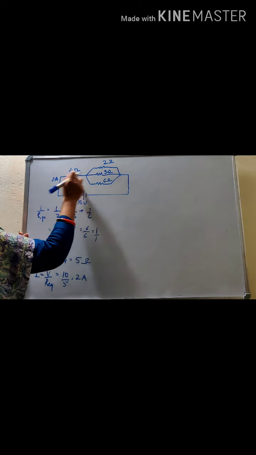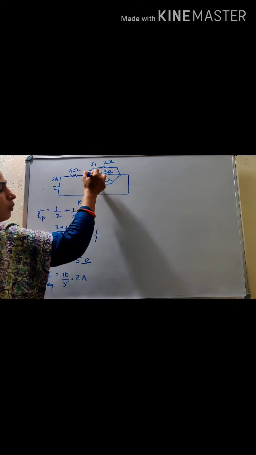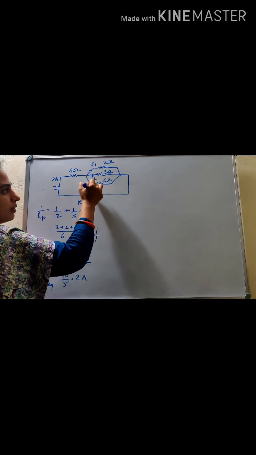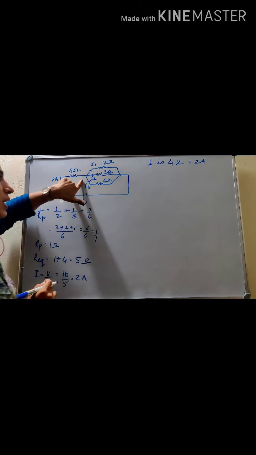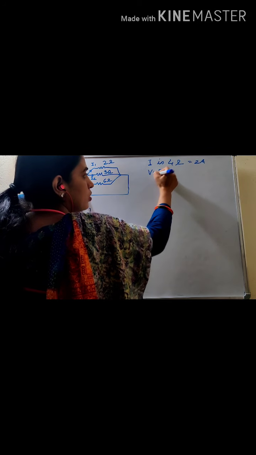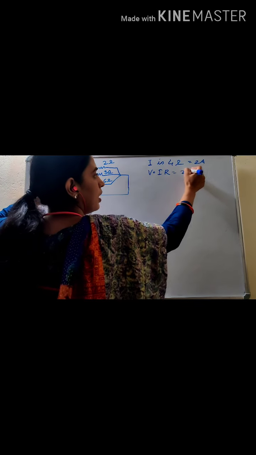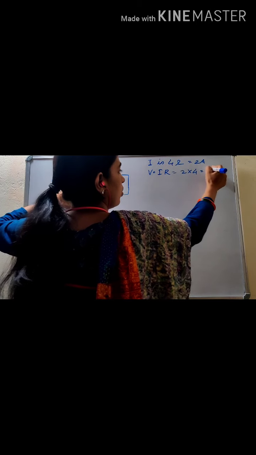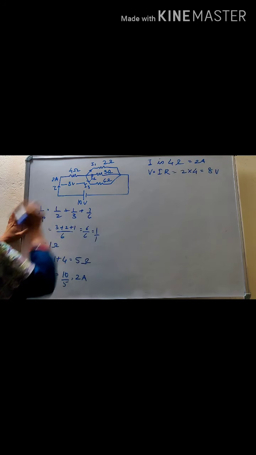Now this 2 ampere will pass through the 4 ohm resistor, and this 2 ampere only will get divided into I1, I2, I3. Right? So first we know current in the 4 ohm resistor will be equal to 2 ampere. What will be the potential drop across the 4 ohm resistor? We can find V is equal to IR using this. So current in the 4 ohm resistor is 2 and resistance is 4. Okay, so 8 volt is the potential drop across the 4 ohm resistor.